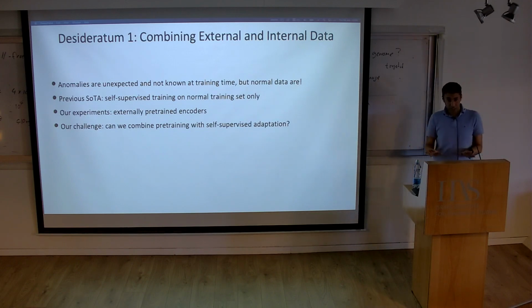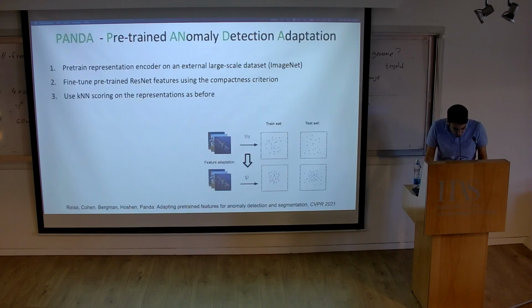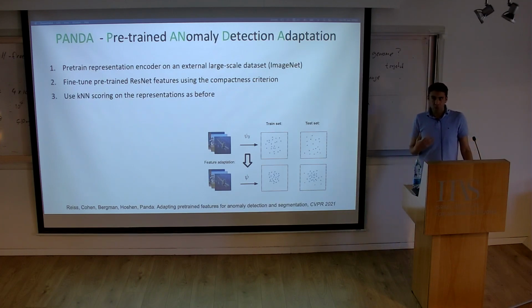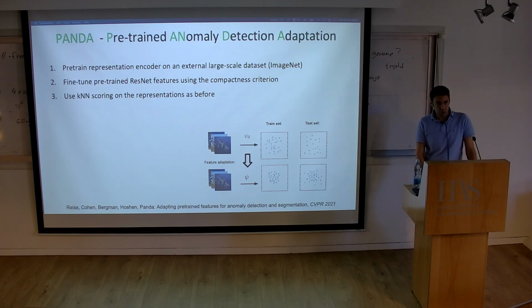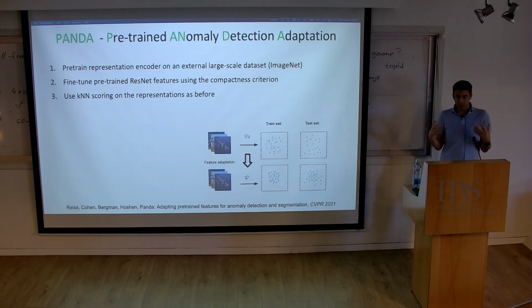So I don't have the answer to that question, but I have the answer to maybe a slightly smaller question, which is: assuming that we have a pre-trained representation encoder, for example, something which is trained on the ImageNet dataset, and we also have our normal training data, how can we use both in order to get a better representation? So this is an approach which we call PANDA, and it's by Reiss, Cohen, Bergman, and I helped a bit too. And the idea is like this. We first get, off the shelf or from some other method, a pre-trained representation.